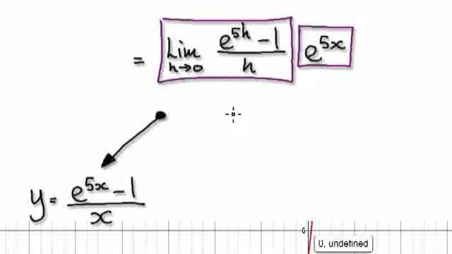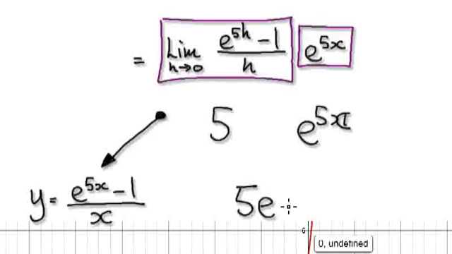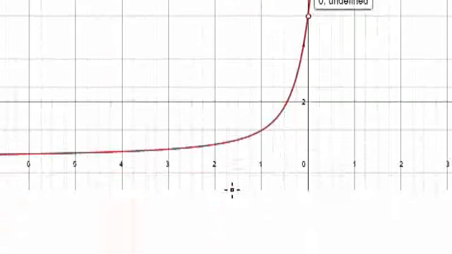The limit is 5. So when you differentiate this, it becomes 5, and then this block here, e to the power of what? So when you differentiate it, it becomes 5e to the power of 5x. So it seems like this thing here gets moved down to here. Okay, so here's another approach.